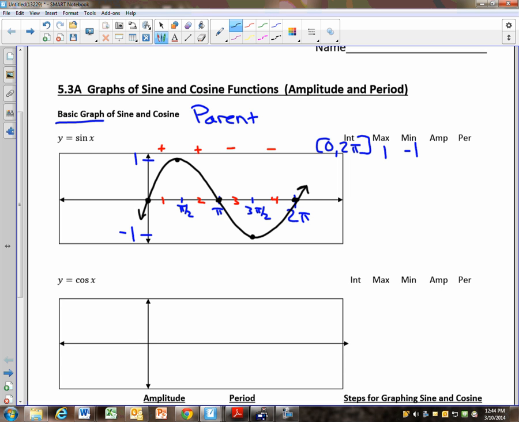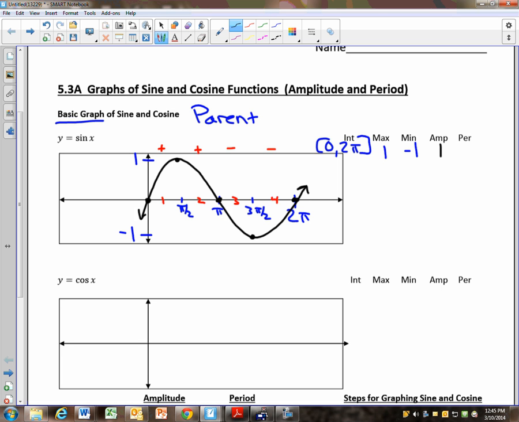Now there's two things we need to define here. Amplitude. What is amplitude? Yeah, it's kind of how big the wave is. How much it moves up or down from the center. So if the center is right here, how high did it move up? 1. The period is how often it takes to repeat itself.